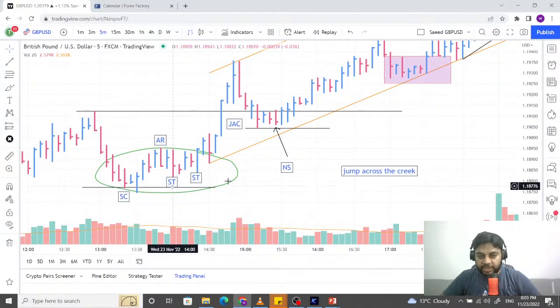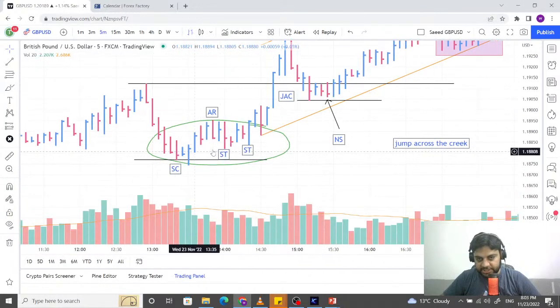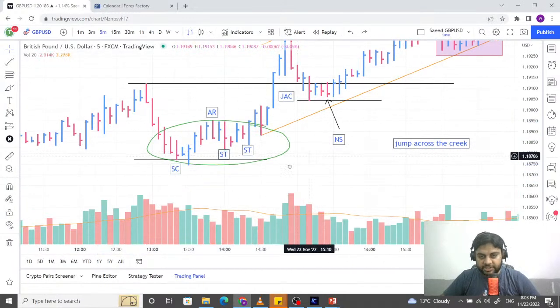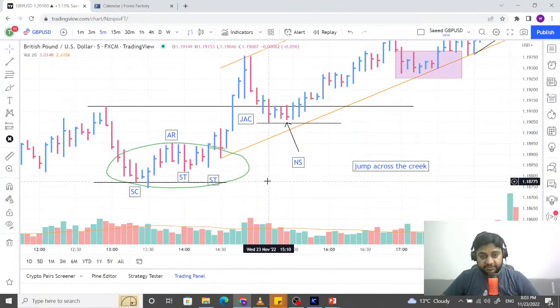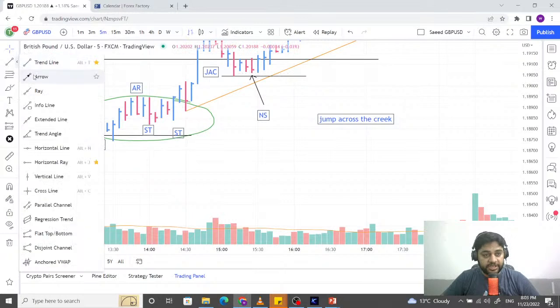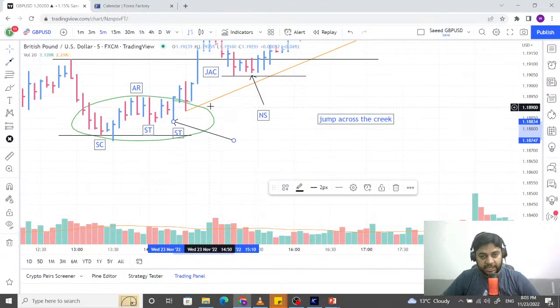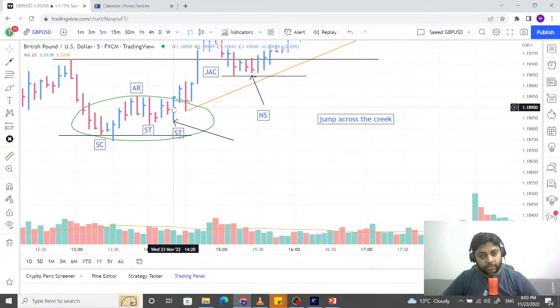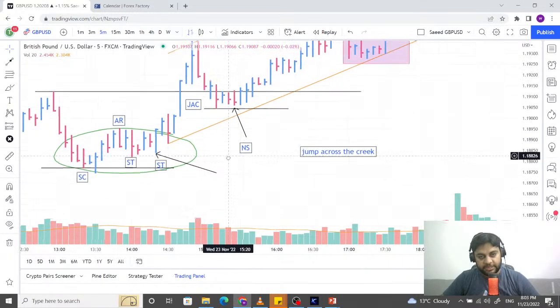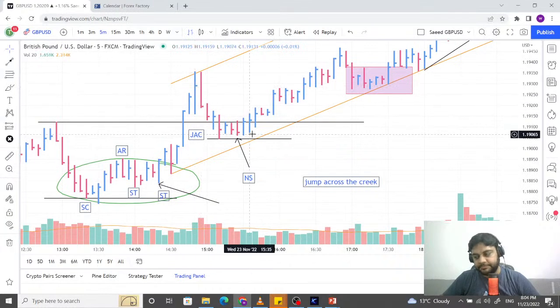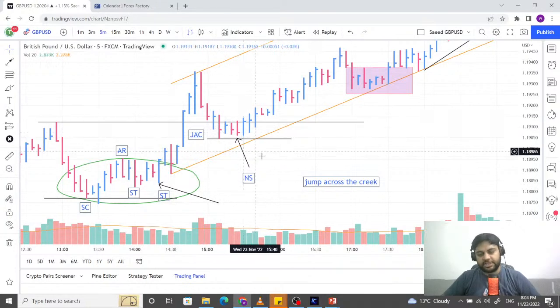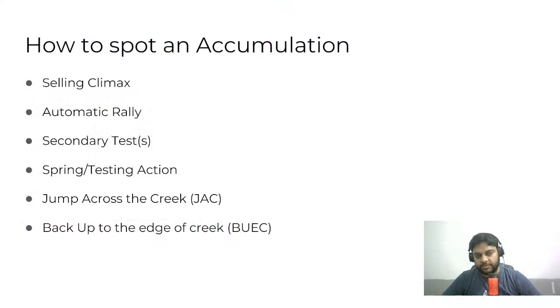So once you recognize this accumulation range, you will look for jump across the creek. Once the jump has happened, if you were lucky enough to buy over here, and if you know enough, you can buy over here, no problem. This is a fantastic trade. But once you buy over here, you will exit some portion of your trade over here, because the market is going to come back, and then you will buy again over here. That's a great strategy.